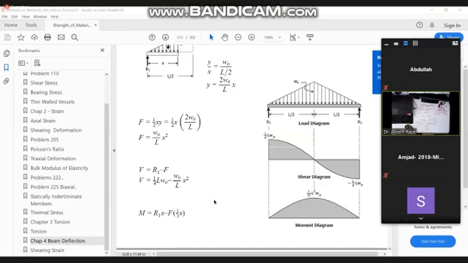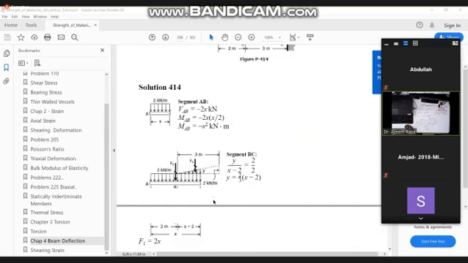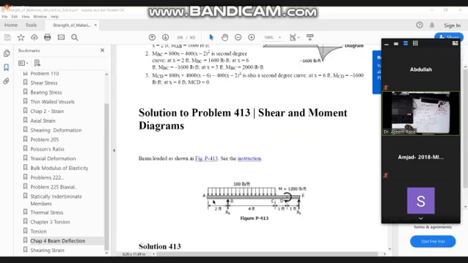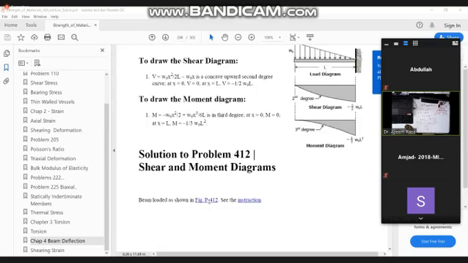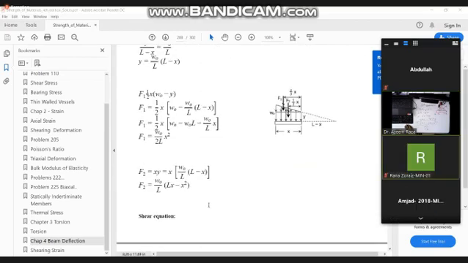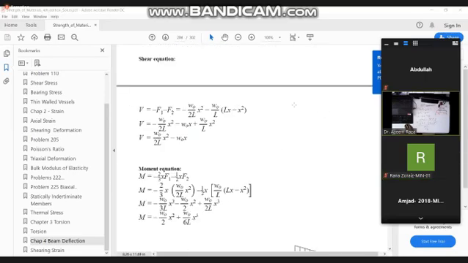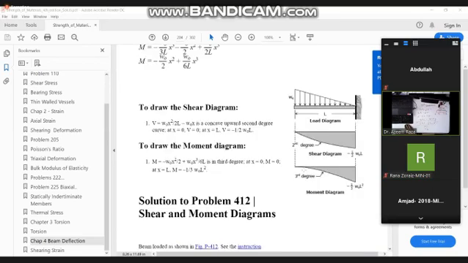The previous problem, that 411 we did. Where is that? Yeah, this one. So similarly, this was the problem that we did. We solved it in our class, so everything looks all right. These are the shear force and bending moment diagrams. We can compute at 0 and here, and similarly we can compute and do it here.